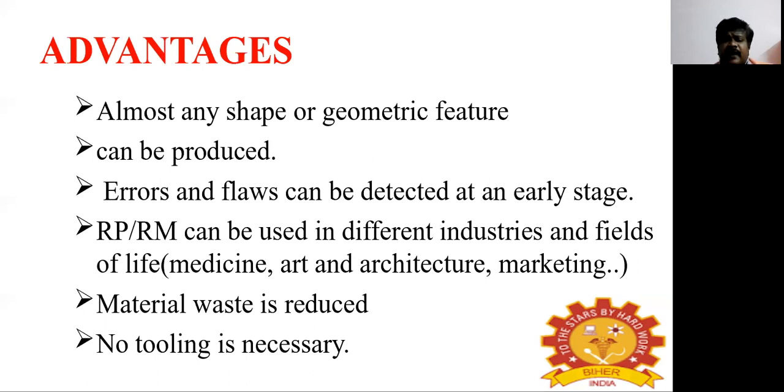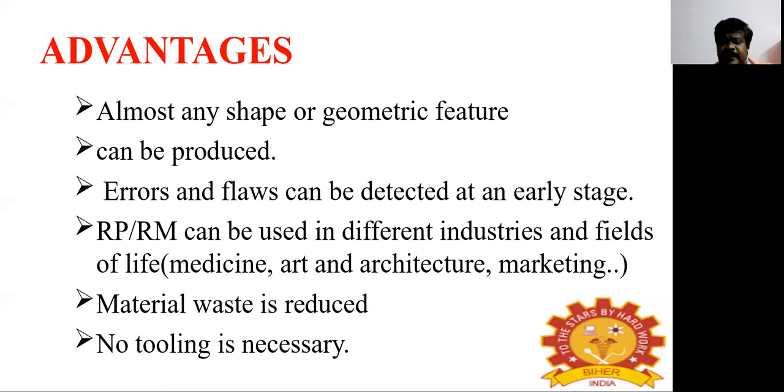Then the errors and flaws we can also detect at the early stage. Errors and flaws means any errors, any feature, any changes. We can detect them at the starting stage itself, not after finishing the model. So when we come to know the errors beforehand, we can change the design or make any changes at the early stage. So the errors or the flaws we can detect.